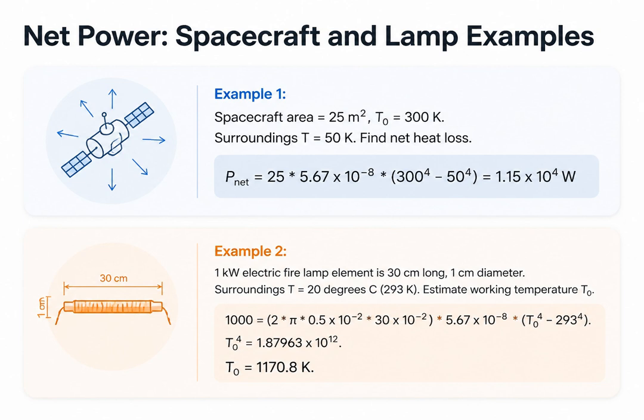In a second example, an electric fire lamp consumes 1 kilowatt of power to maintain its temperature in a 20 degrees Celsius room. By setting the 1000 watts equal to the net power radiated away, we can solve for the element's working temperature, which comes out to 1170.8 Kelvin.